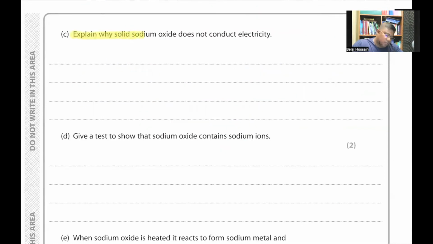Part C. Explain why sodium oxide does not conduct electricity. We know that whenever we have an ionic compound in its solid structure, it is in a giant ionic structure, and electrons cannot flow through this ionic structure because there are no free ions to carry the electricity, or there is no delocalized electron to carry the electricity.